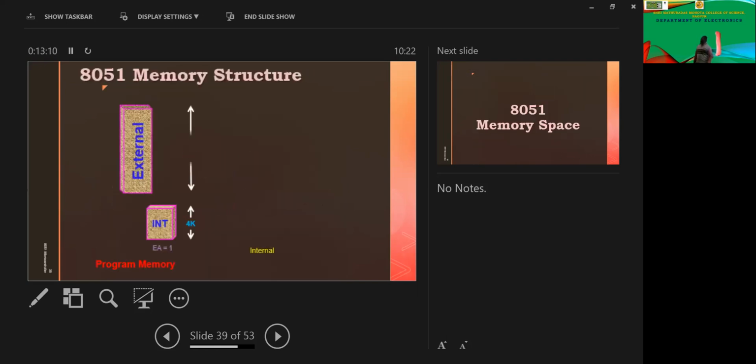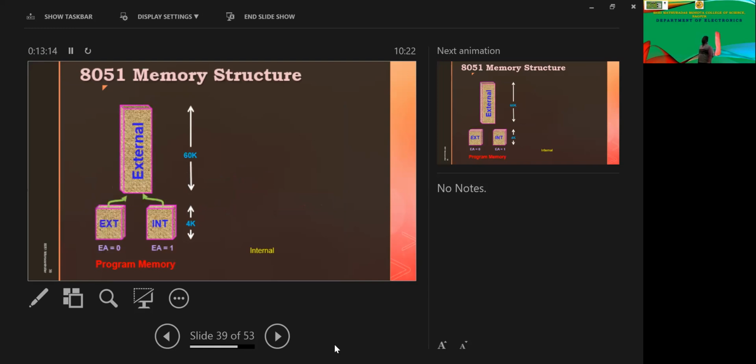So this was the block diagram. And this is the 8051 memory space structure. So we have both external and internal memory, and we can use it either way. When external access is equal to 0, we are using the external memory. When external access is equal to 1, I've shown you that pin in the pin diagram, it uses the internal memory, right?